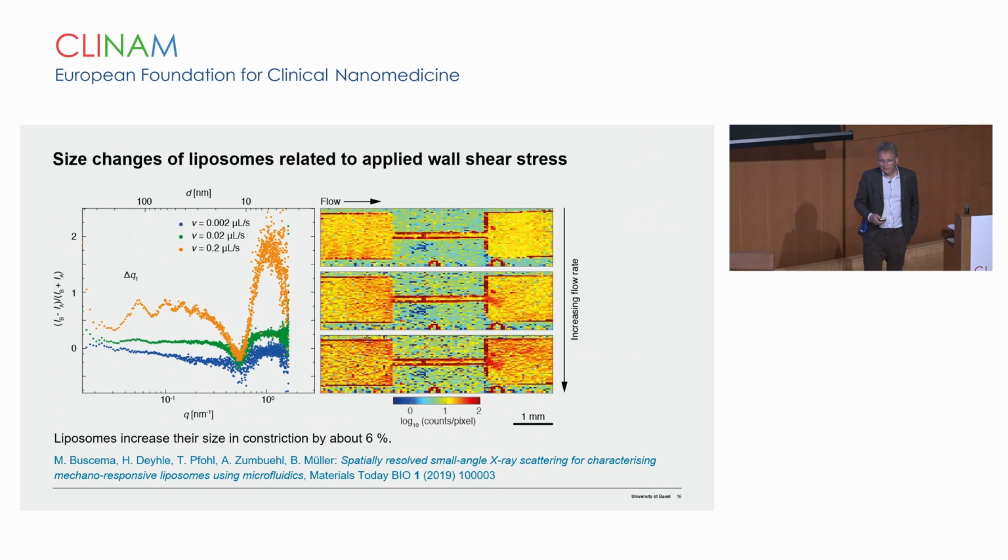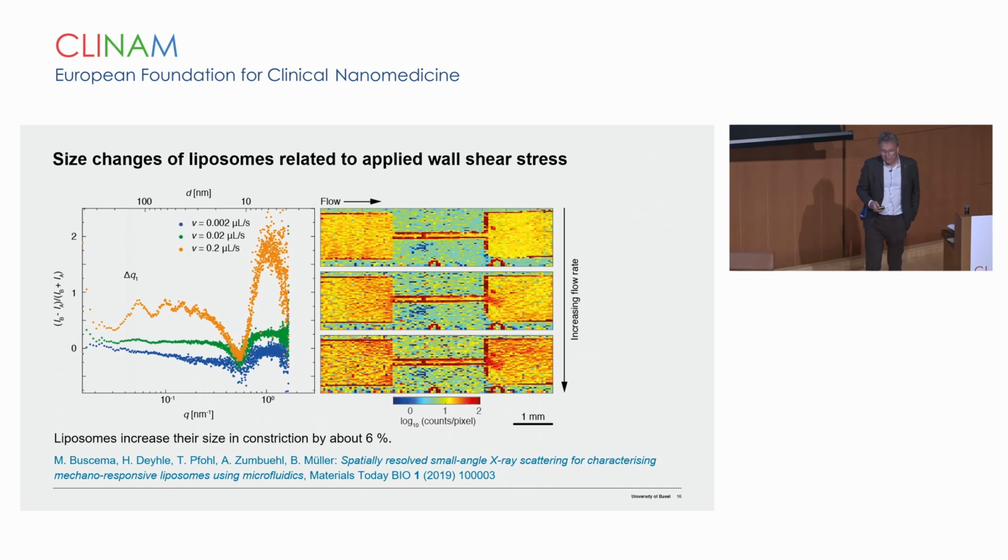And on the right-hand side, you see this constriction. And within the constriction, nearby the wall, you see the increased values. And these increased values correspond to an increased wall shear stress. So the wall shear stress is present and changes the size of the liposomes, really within the constriction. And one can even quantify it. It's about 6%.